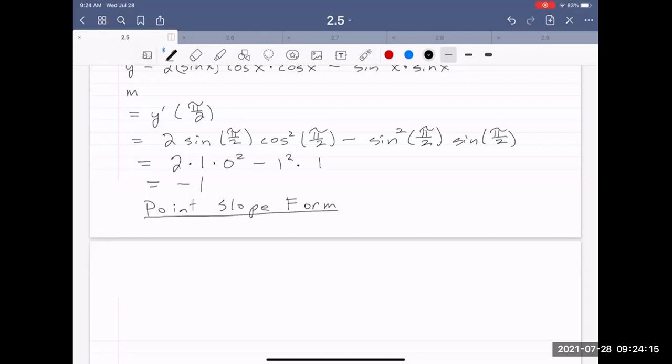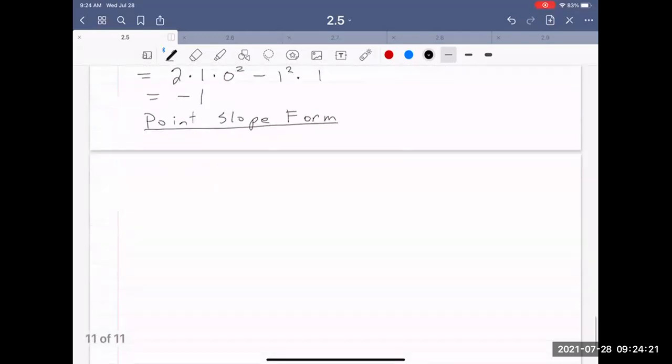I don't need practice on fractions, so I'm going to use the point slope form for the equation of a line. So y minus y1 equals m times x minus x1. So we're doing this at the point pi over 2, 0. So y minus 0 equals m, -1, times x minus pi over 2.